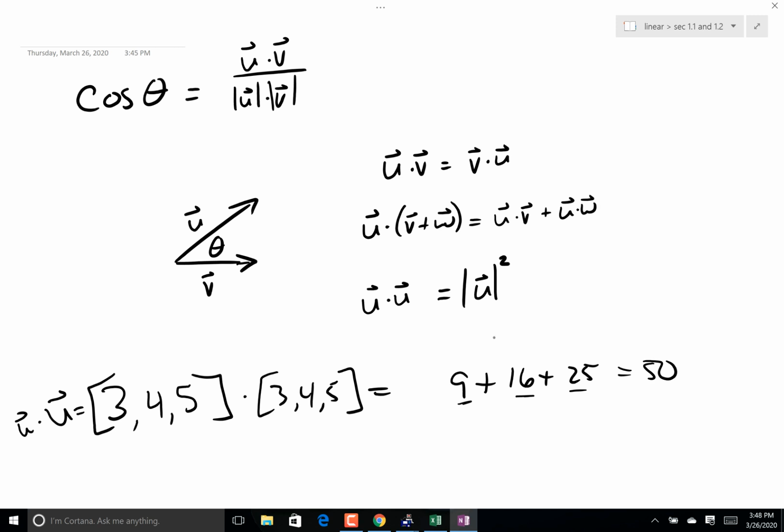Nice. Meaning, if you want the magnitude of u, you simply square root the dot product of u with itself. Okay? That's a big deal, and that is something that you will use from time to time going forward. It's pretty easy to do. It makes a lot of sense if you stop and think about it for a minute.